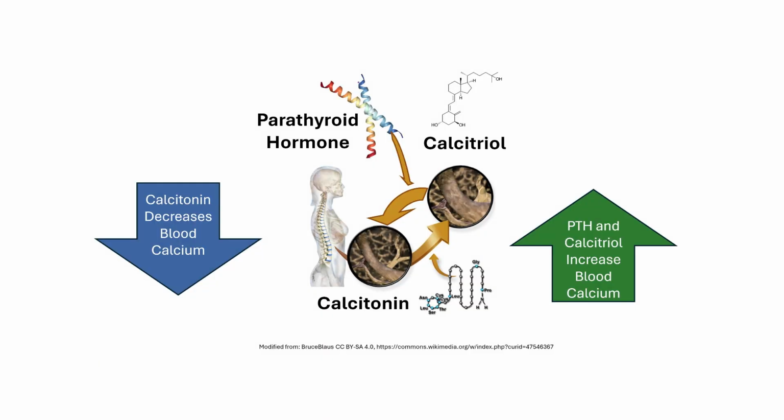In summary, calcitonin, parathyroid hormone, and calcitriol work to maintain blood calcium homeostasis. While calcitonin lowers blood calcium levels, parathyroid hormone and calcitriol work to increase blood calcium levels. When these regulatory mechanisms are disrupted, significant skeletal and metabolic disorders can develop.